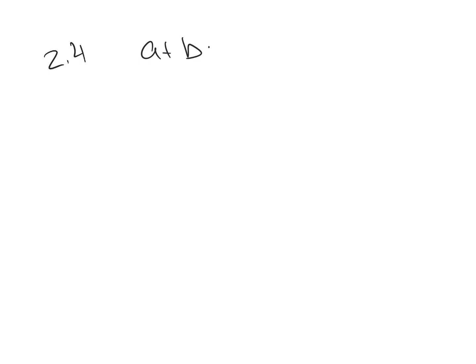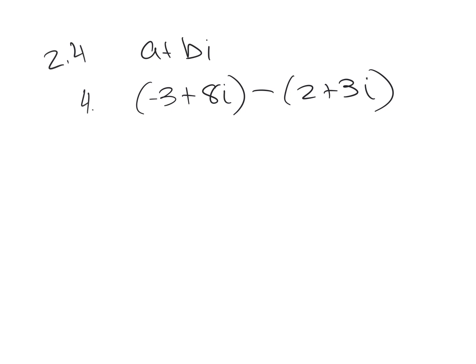A plus BI. Write the expression in terms of A plus BI. So this is number 4. Negative 3 plus 8I minus 2 plus 3I. Go. Okay. Don't forget that it's a minus. We're not multiplying here. So we need to distribute that minus through. So we get a negative 3 plus 8I minus 2 minus 3I.